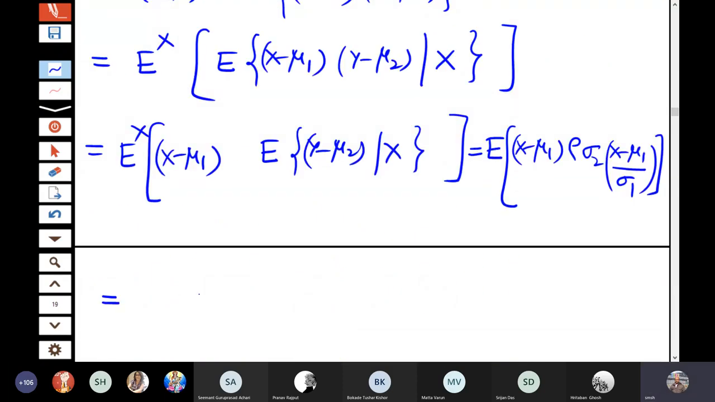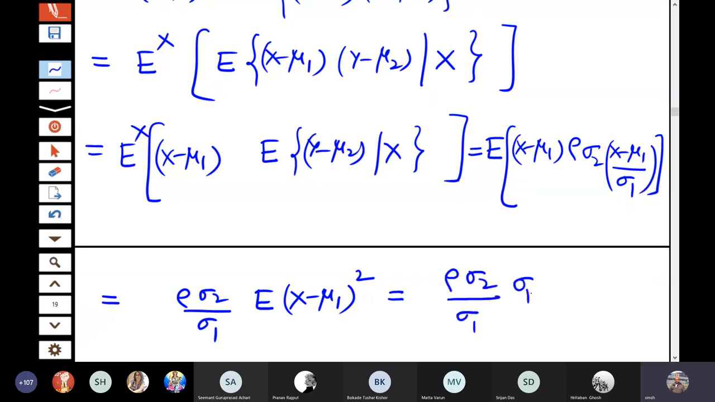That is equal to rho sigma 2 by sigma 1 expectation of x minus mu1 square. Expectation of x minus mu1 square is variance of x, that is sigma 1 square. So rho sigma 2 by sigma 1 into sigma 1 square, that is rho sigma 1 sigma 2. So covariance between x and y in a bivariate normal distribution is rho sigma 1 sigma 2. So you can calculate the coefficient of correlation straight away from here.